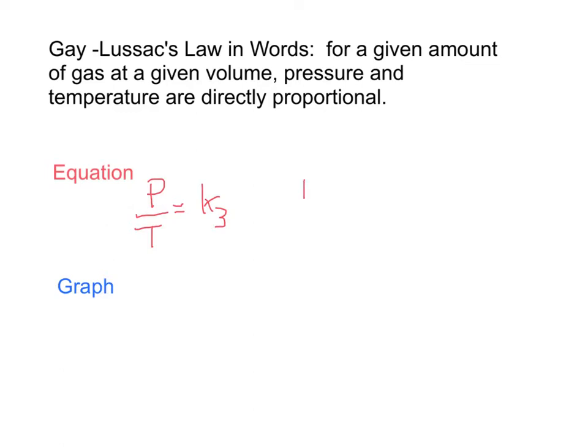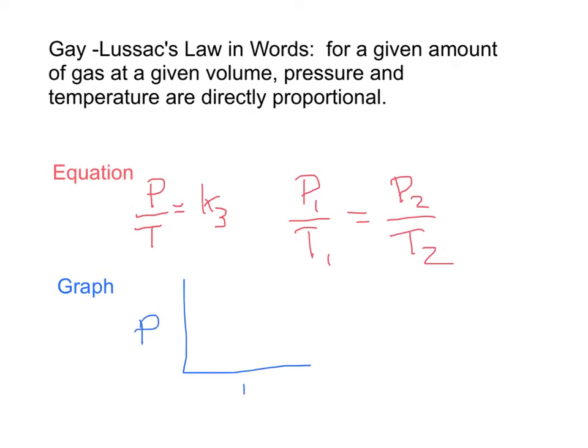In a more useful form, we can say that the ratio of pressure to temperature in the first instance for the same system is equal to the ratio of pressure to temperature in the second instance. And again, knowing any three of those, we can predict the fourth one. And of course, when it's a direct proportion, we plot P versus T and we get a straight line. All right, and that is our Gay-Lussac's law.